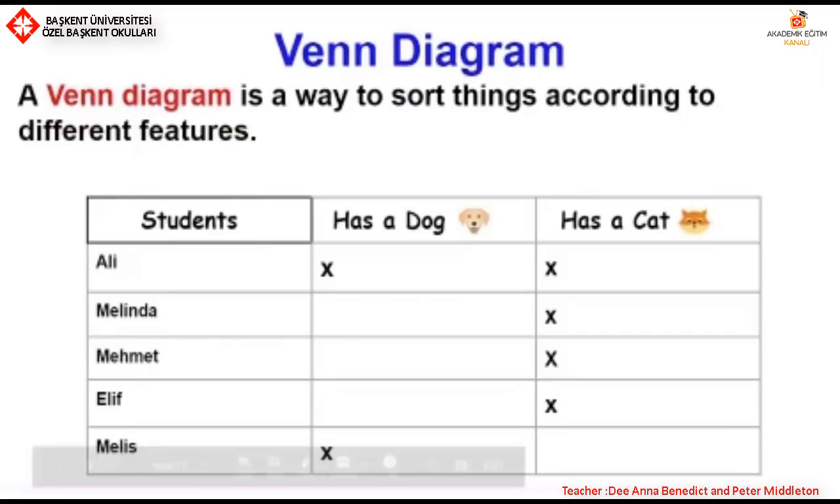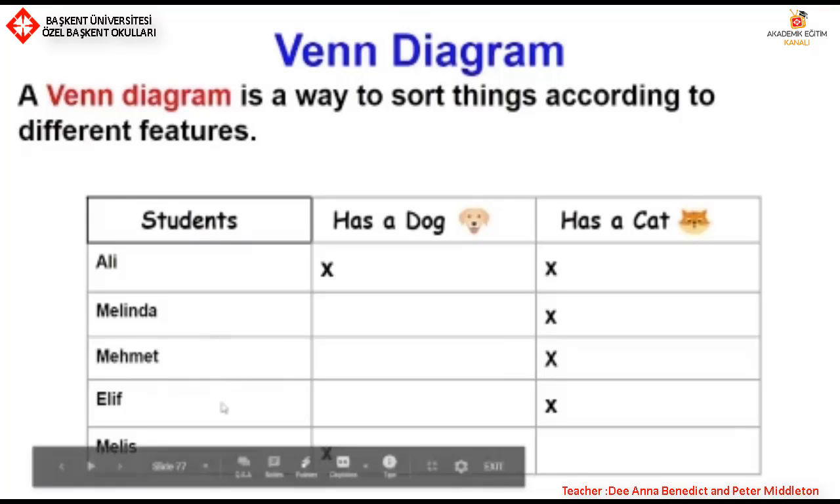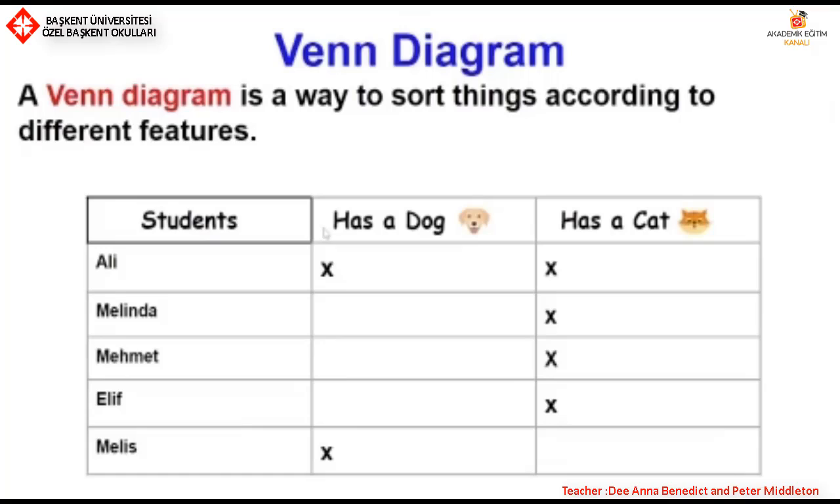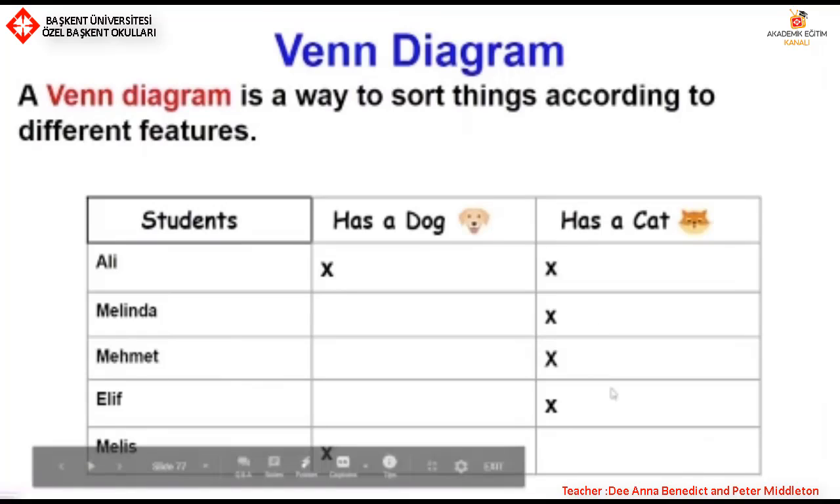A Venn diagram is a way to sort things according to different features. Let's look. Here are some students: Ali, Melinda, Mehmet, Elif, and Melis. They say if they have a dog or a cat. Ali has a dog and has a cat. Melinda has a cat. Mehmet has a cat. Elif has a cat. Melis has a dog.